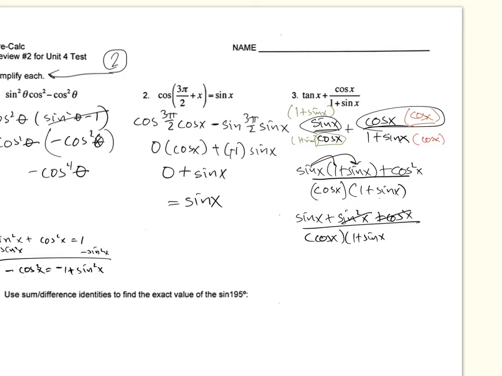Now, sine squared plus cosine squared, that's a 1. So my numerator is the sine of x plus 1, and my denominator is the cosine of x times 1 plus sine x. Now when you're adding, it doesn't matter if I say 1 plus sine or sine plus 1, they match. So the numerator just now has a 1 in it. So you can see now we are 1 over cosine, and 1 over cosine is the secant.